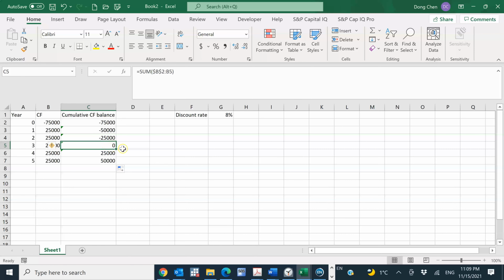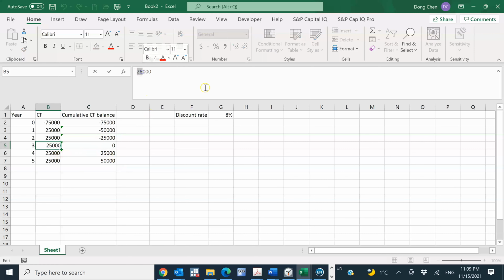So this simply tells me the payback period is exactly equal to 3. But sometimes, for example, if I change the number here to 45 rather than $25,000 for year 3's cash flow, you can see this changes to $20,000.